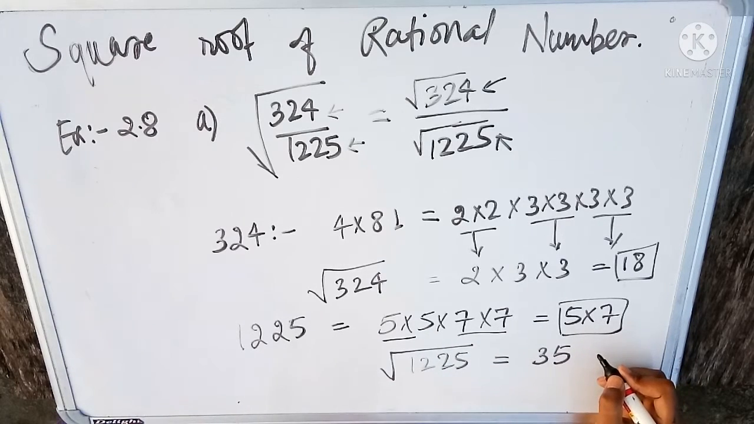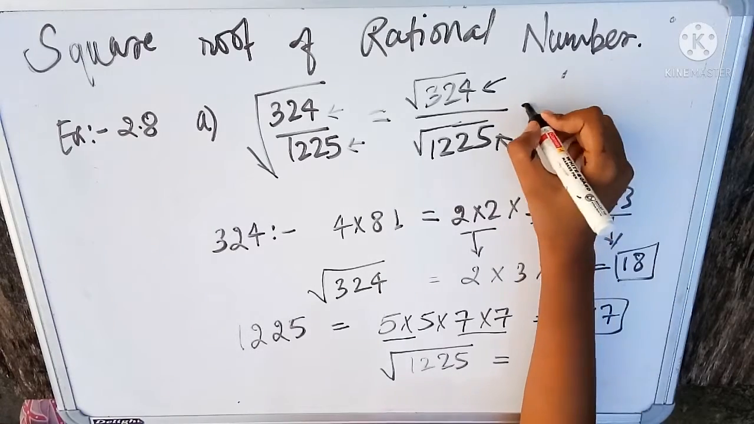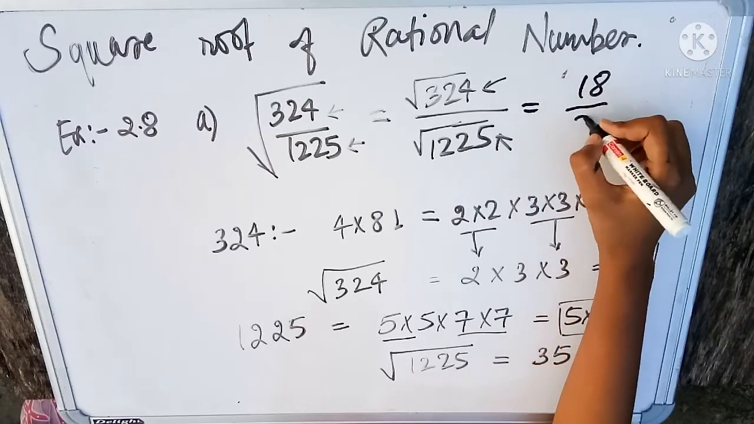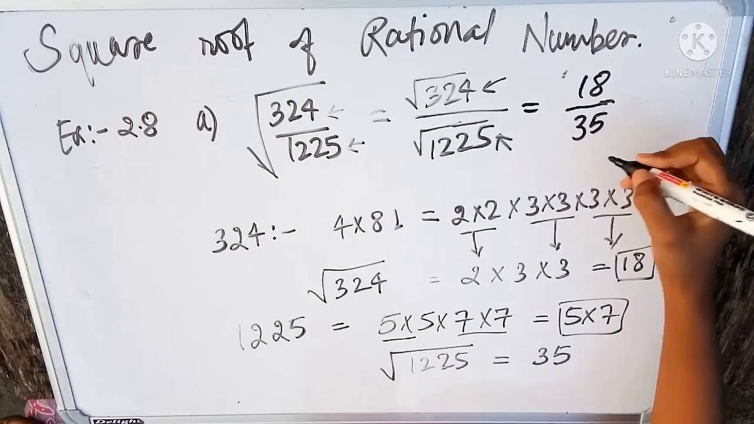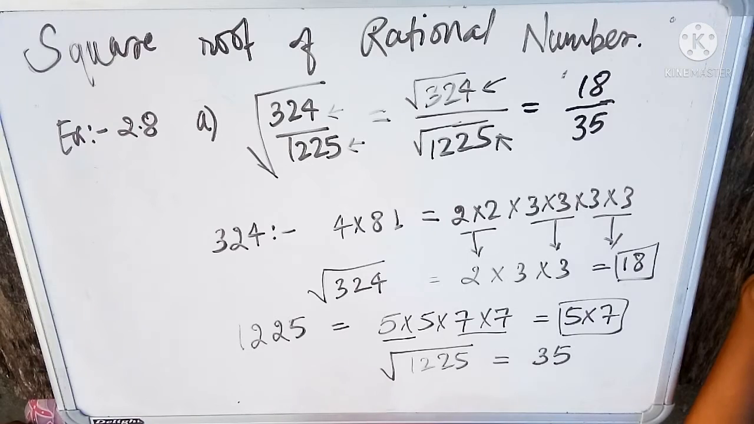Now we have found the square root separately of denominator and numerator, which is here equal to 18 by 35. Now if you can convert the decimal of this into rational form, then you can write it, otherwise you can leave it as it is. Similarly, you can find out the square root of any rational number either by splitting this into this form or by converting it into decimal form.